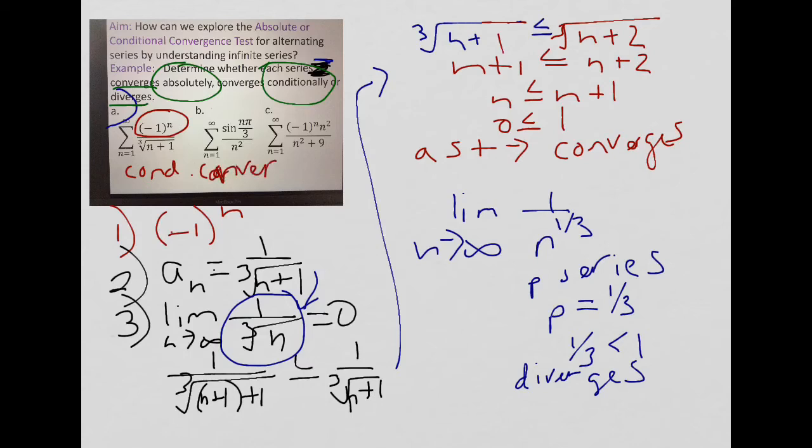I'm supposed to write C-O-N for convergent. Okay, for part I, this would also need to be convergent in order to say that it was absolutely convergent. Okay, this one is conditionally convergent. So let's take a look at part B.